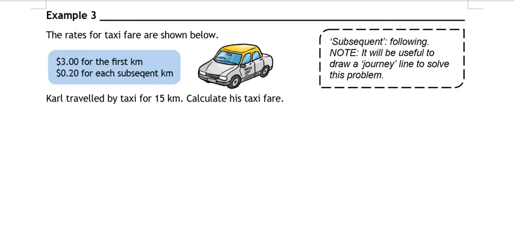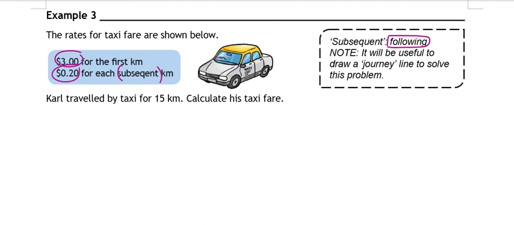Okay, the rates for taxi fare are shown below. $3 for the first kilometer, and the second statement is 20 cents for each subsequent kilometer. So what do you mean by subsequent kilometer? Subsequent means what happens after the following kilometer. So here note that it will be useful to draw a journey line to solve this problem.